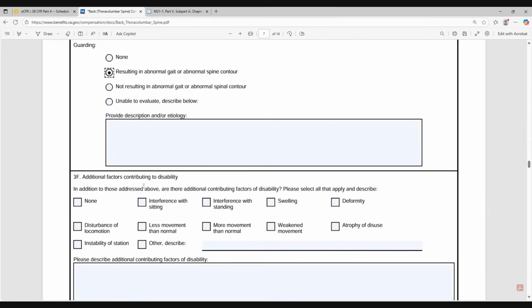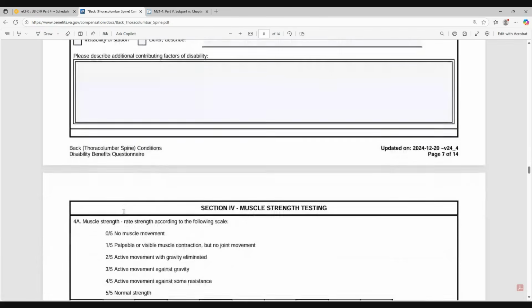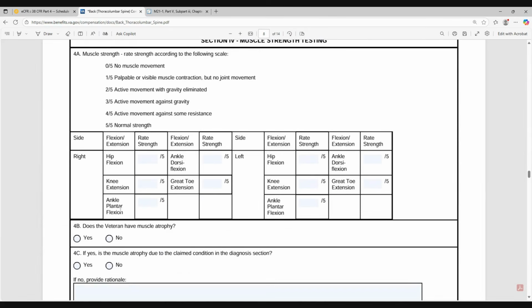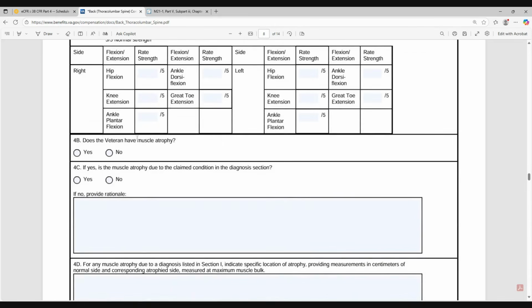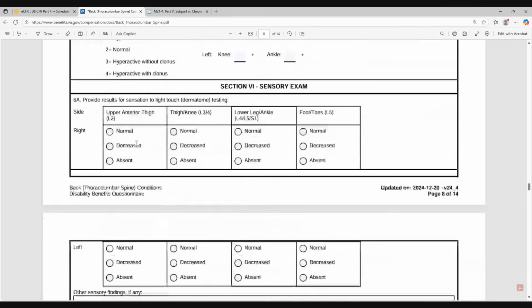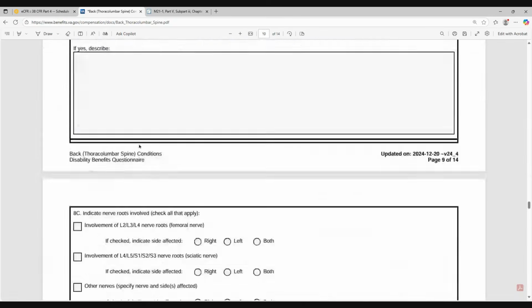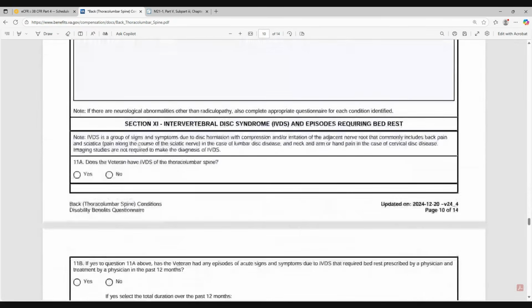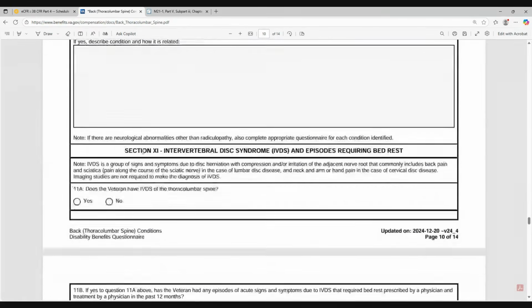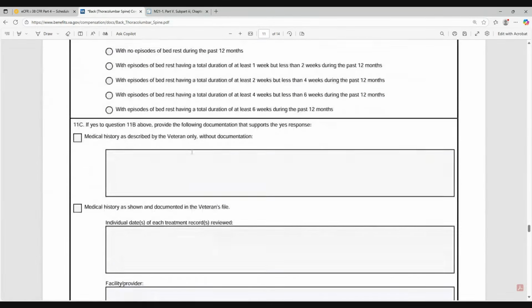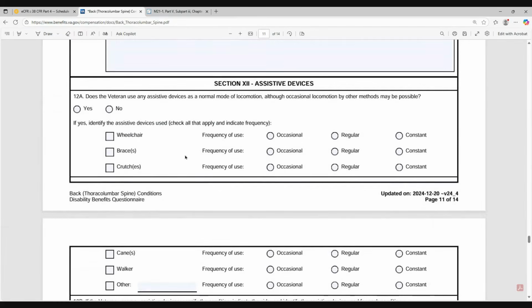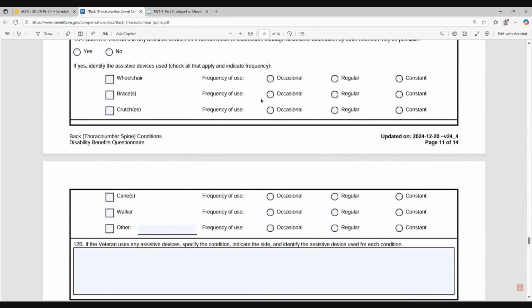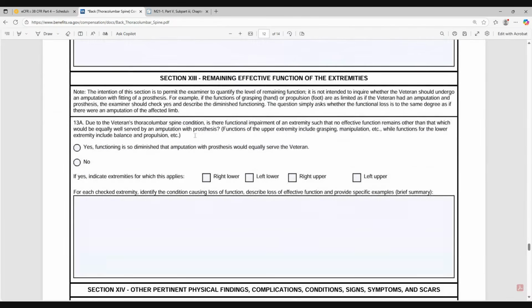Additional factors contributing to the disability are not relevant to the rating process, so this portion doesn't matter. And then we start getting into the strength test for the radiculopathy. So the rest of the DBQ is pretty much radiculopathy. And then we go down here. We have the IVDS section, which is a completely separate section. We'll talk about this in a separate video. Assistive devices don't really factor into the equation.